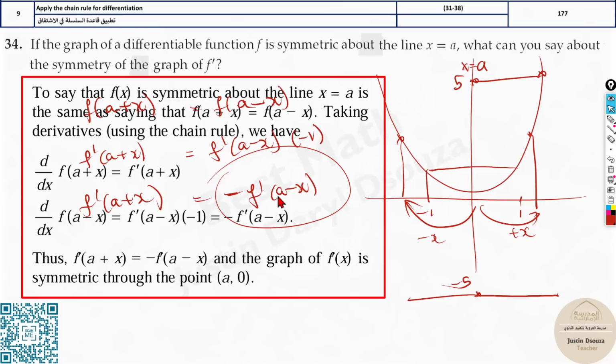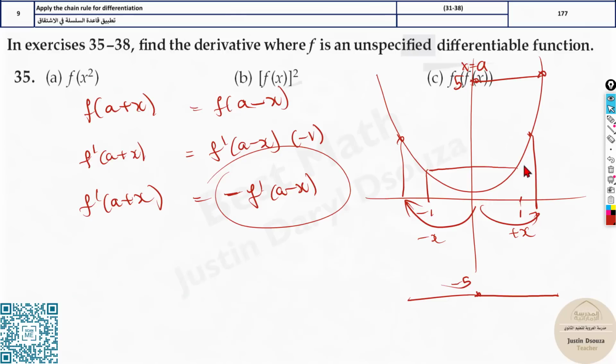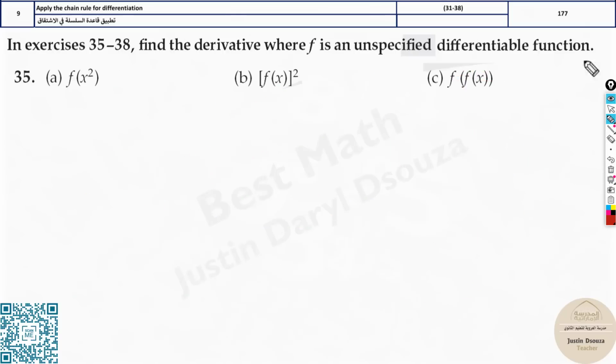This is called point symmetry, I guess. But just if you do this, that's enough. We do not use proving problems for the electronic part. But if you understand the concept, that's more than enough over here. Now these problems are important.